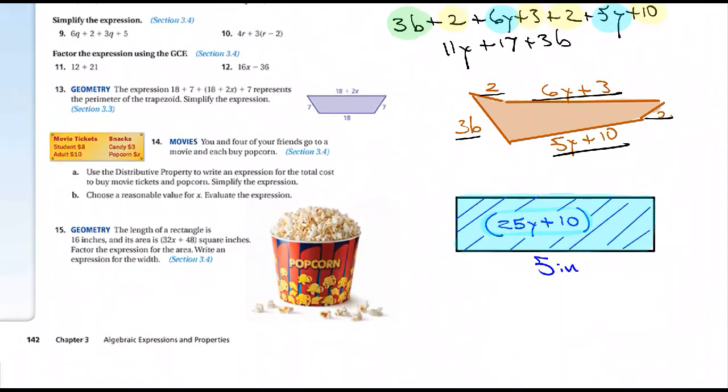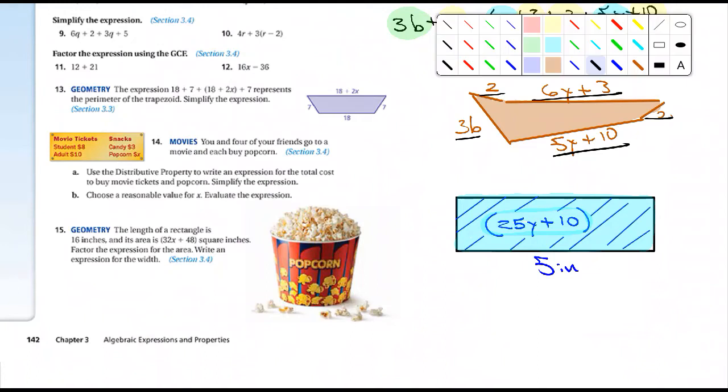So let's see here. 14. 15 I wanted to go over. So this is similar to 15, what I'm doing right here. It says the length of a rectangle is 16 inches. So I made one up and I just made it 5 inches. And then it says the area is 32x plus 48. Well, I just put 25y plus 10. I just made one up.